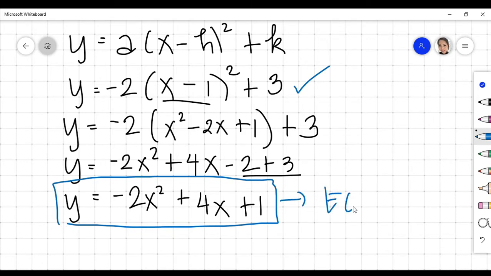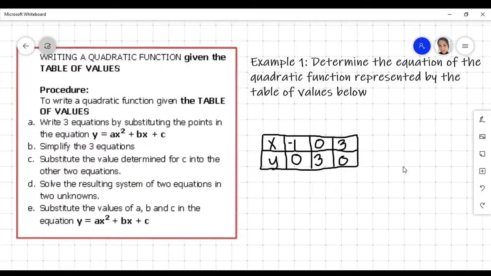Okay, that's the equation. Now, how about if we are given a table of values? Like this. So we have the table of values and then we are asked to determine the equation of our quadratic function. So the first thing we will do, we have to write the three equations where we substitute the x and y of our points. So since we have 3 points here, we will have 3 equations.